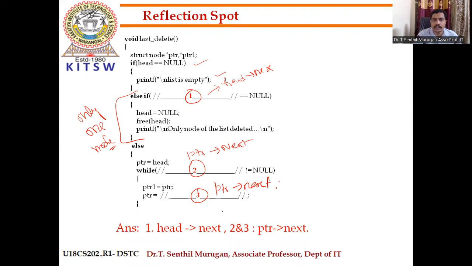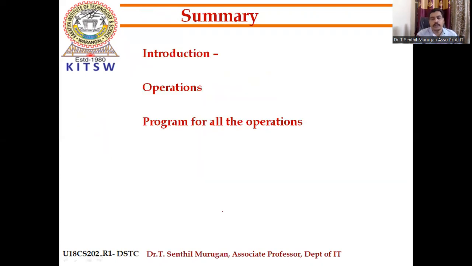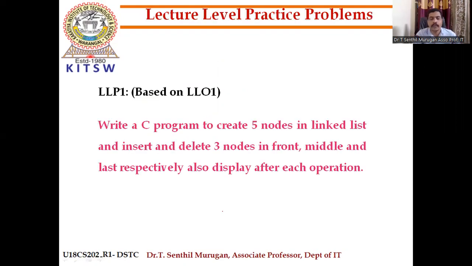So this is the answer. I hope you understood how to perform the single linked list operations. We have discussed the introduction of single linked list, the operations of single linked list, and the program for all the operations. So now you are able to write the program for that. Write a C program to create 5 nodes in the linked list and insert and delete 3 nodes in front, middle and last respectively. Also display after each operation. You have to show all 3 operations in the program.